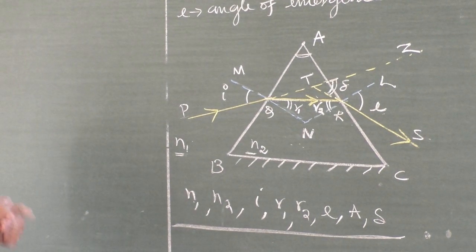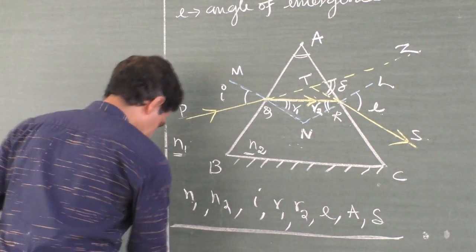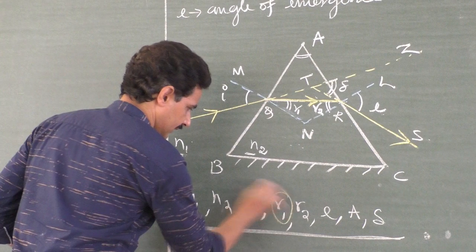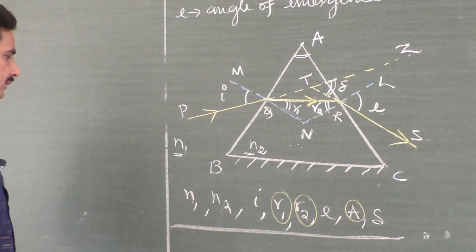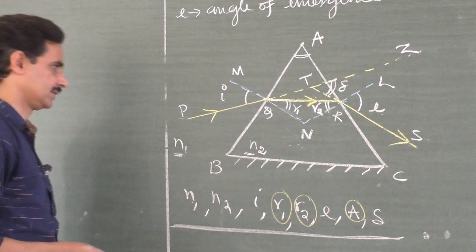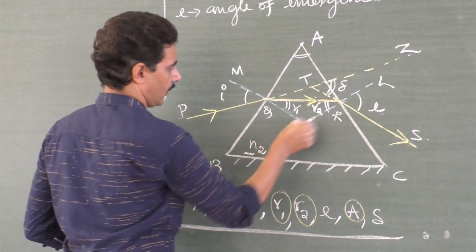Now, let us try to get the relation between, first, this is easy, that's why we are starting with this, R1, R2 and A. This is very easy to get. How is it easy, sir? You see, this is a normal, right? This is a normal drawn.